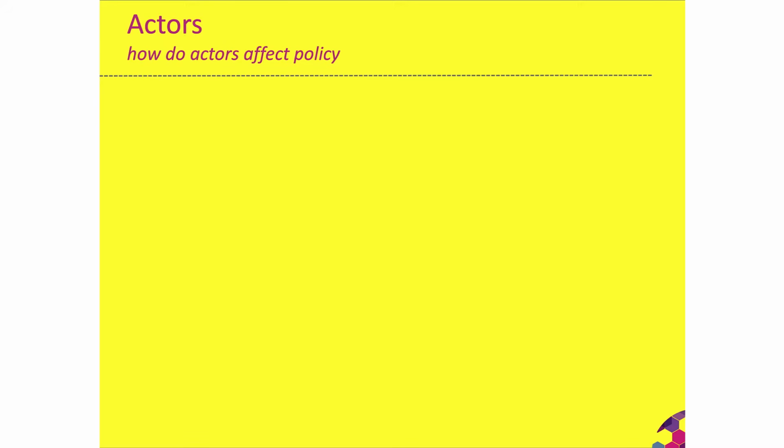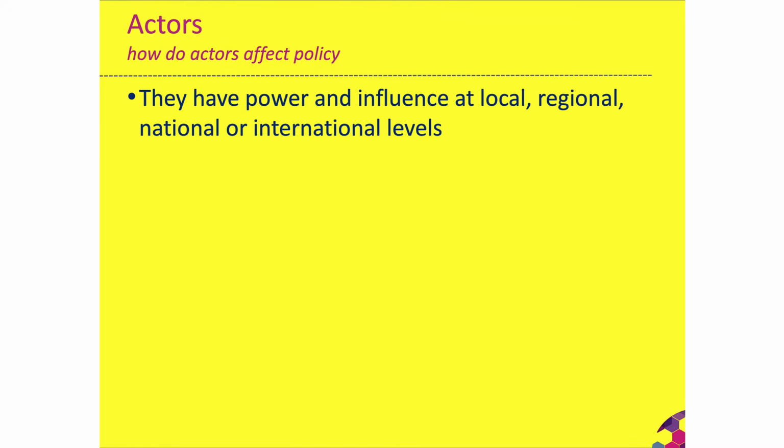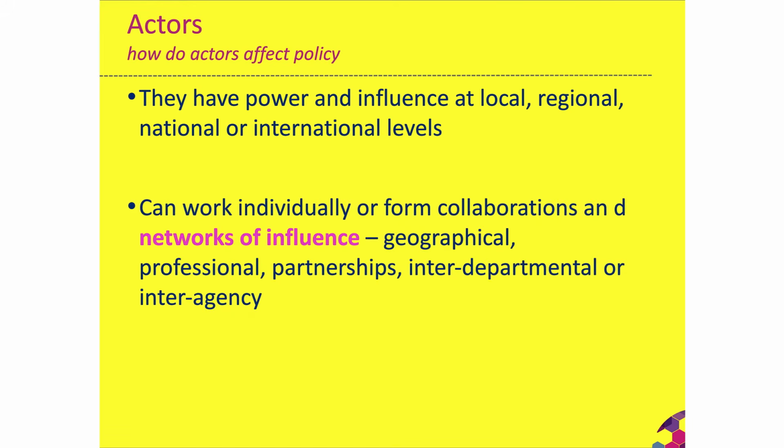So how do actors affect policy? At the simplest level, they have power and influence at local, regional, national or international levels. And they can work individually or form collaborations and networks of influence, geographically, professionally, in terms of professional networks, partnerships across organisations and groups, and interdepartmental and interagency collaborations and alliances.